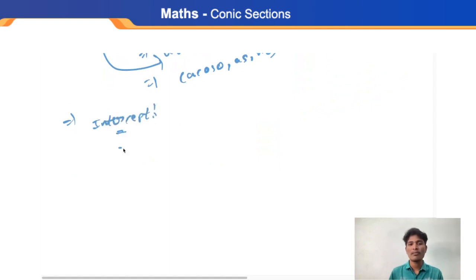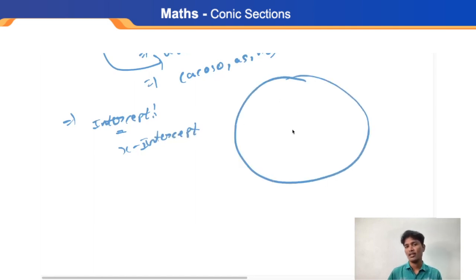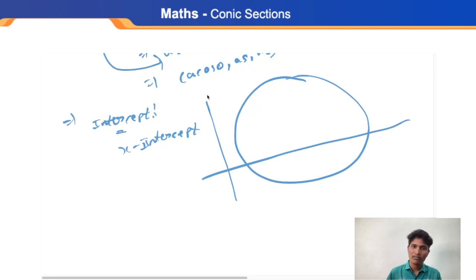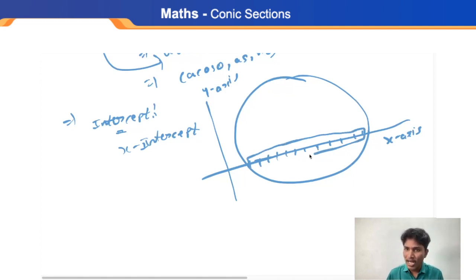What is the intercept concept? If I discuss the x-intercept of the circle, what is x-intercept? Suppose this is a circle, this is the x-axis and this is the y-axis. You can observe this circle is cutting the x-axis at these points, and this entire length is called the x-intercept. The value of the x-intercept is equal to 2 root g square minus c.